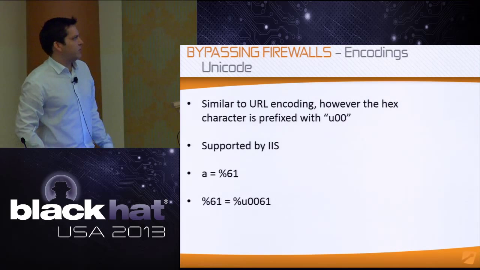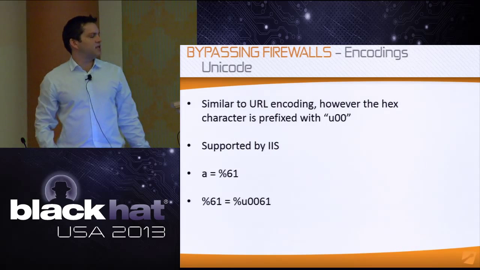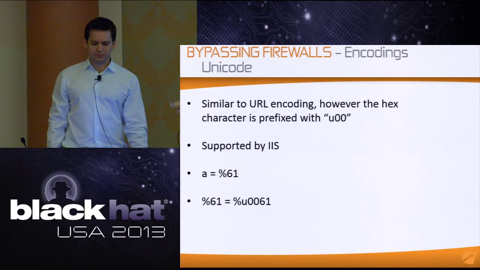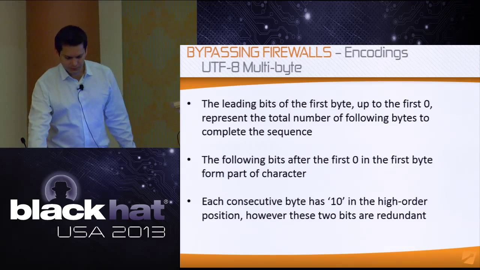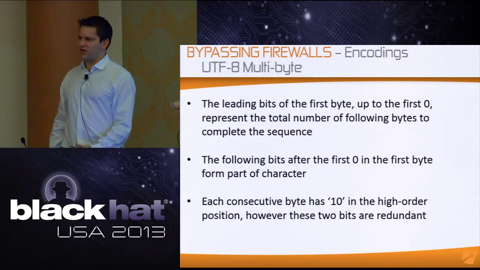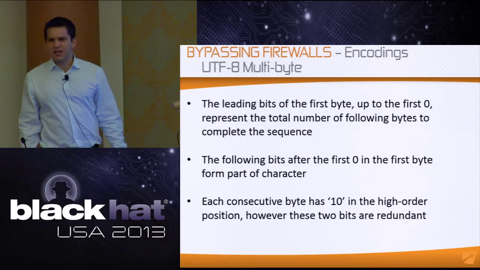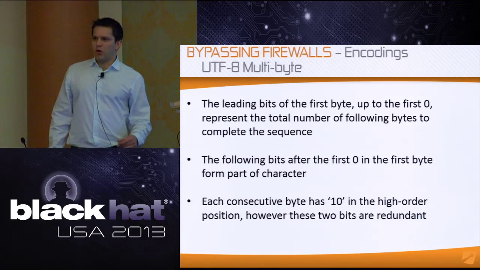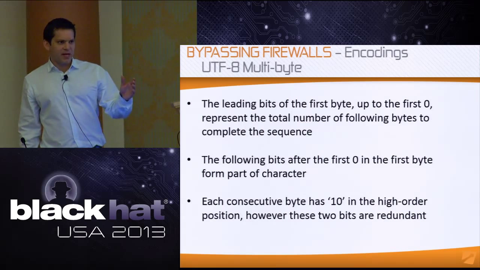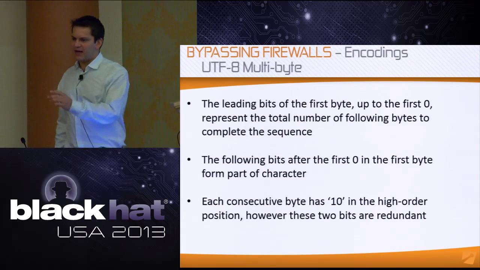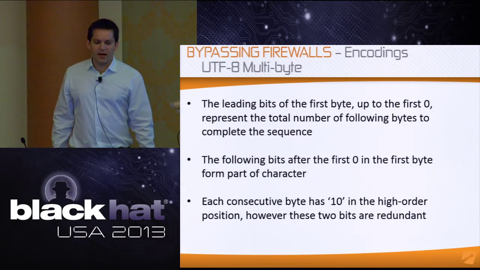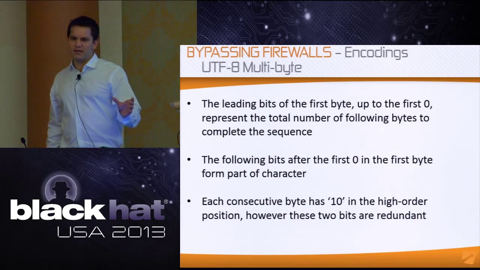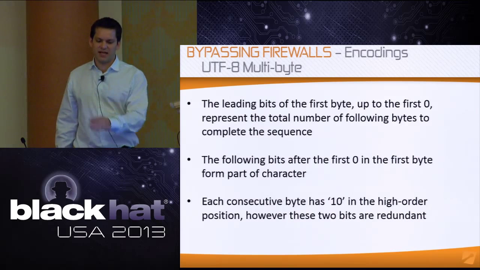Unicode is another encoding that usually works with IIS. Essentially it's just adding a U00 and then the hex version of the character. UTF multi-byte encoding is kind of an interesting one. Essentially, the leading bits of the first byte will indicate how many sequential bytes are after that, up to the first 0. Then the following bytes will always start with 10, and then the rest of it will be the data.